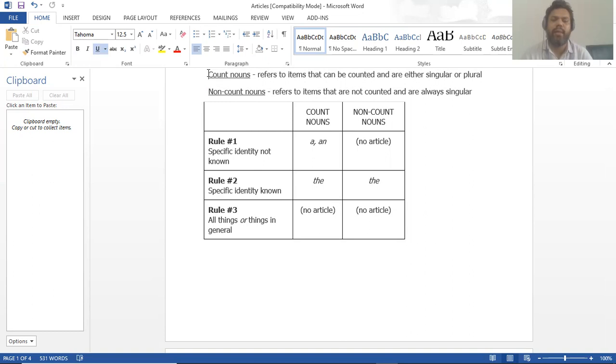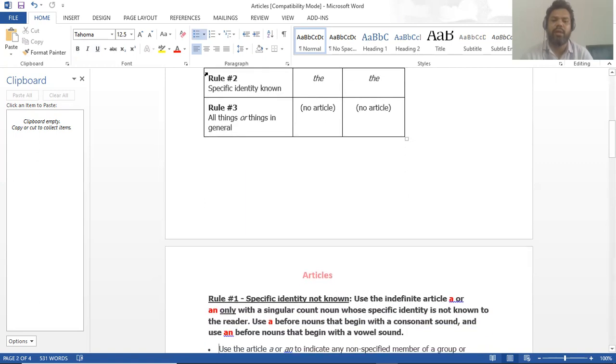Number 2, specific identity known. I mean the noun which is already known to you. You must use THE before them. Number 3, all things or things in general, no article. So this table you must see several times. If you don't understand anything, you can knock me. Then I will clear it to you. I will disclose everything. Next, I would like to go to the rules.